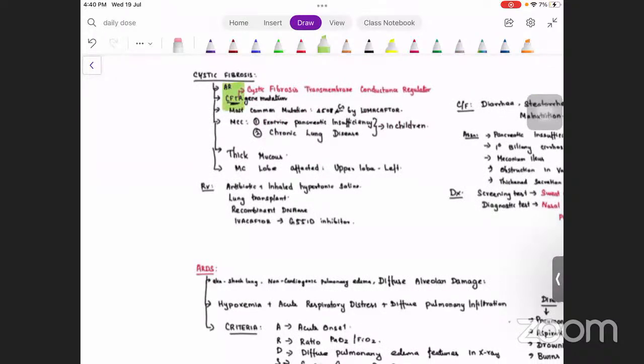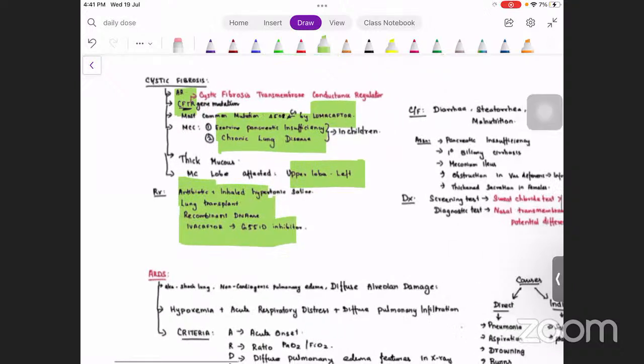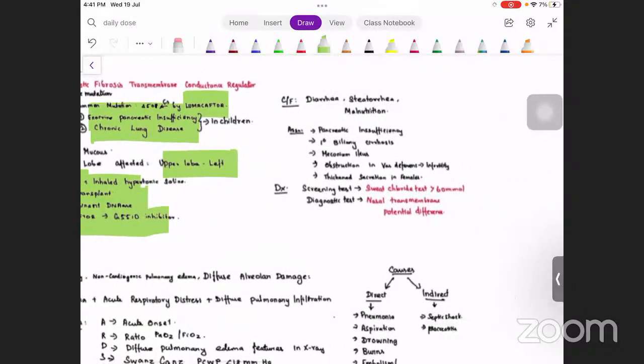Then you have cystic fibrosis, CFTR gene mutation. The most common mutation is associated with lumacaftor. Apart from that, the most common cause is exocrine pancreatic insufficiency and chronic lung disease in children. The most common lobe affected in cystic fibrosis is the upper left lobe. Treatment is antibiotics, lung transplant, recombinant DNase, and ivacaftor is the drug we can give. And diagnosis, screening test, sweat chloride test.